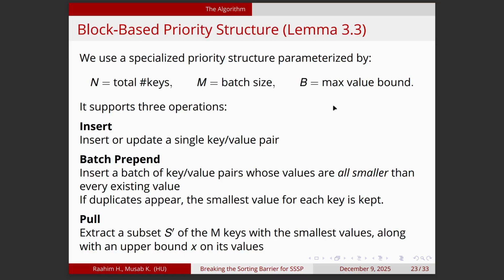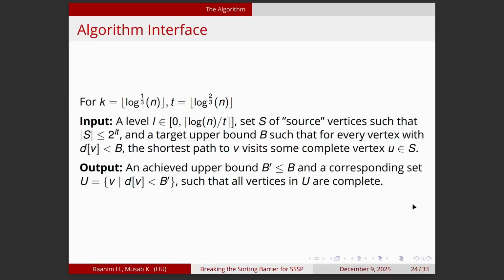And B is the max value bound on any value that will be in the data structure. Now you can insert key value pairs into this. You can insert multiple key value pairs if all of those have values less than existing values in the data structure. And you can also extract M keys from this, which have the smallest values. And you also get along with that a value X, which separates the values in S prime from the remaining values in the data structure. And if there's nothing else in the data structure, you get back infinity.